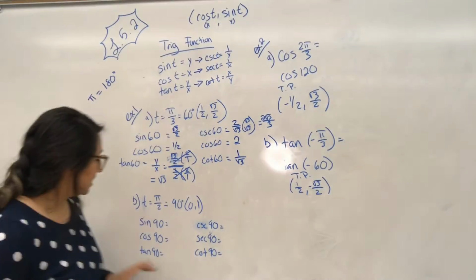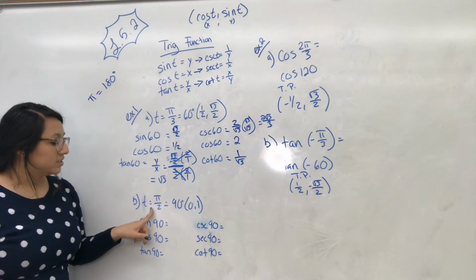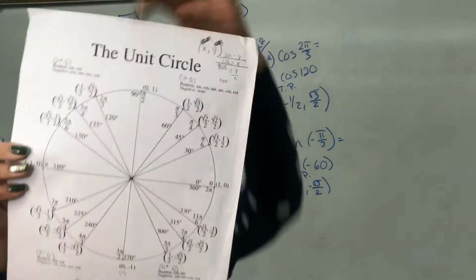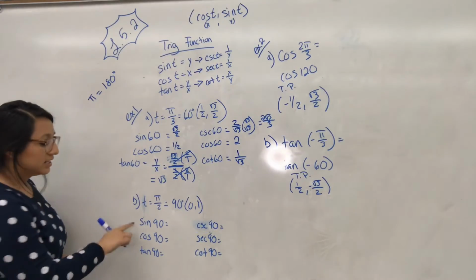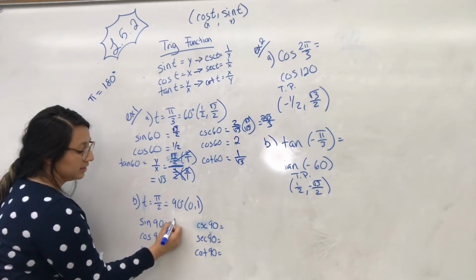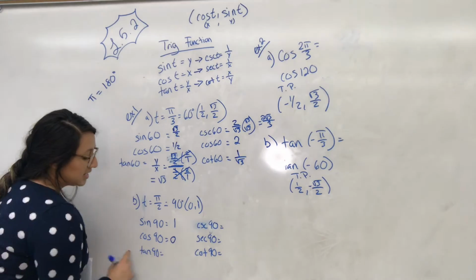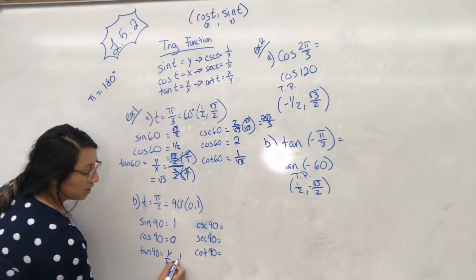So here on the bottom, we have t of π radians over 2, that's 90 degrees. 90 degrees on your chart is right here. It's (0, 1). Now, when you're looking for sine, I know that's my y coordinate, that's 1. Cosine, I know that's my x coordinate, that's 0. Tangent is y over x. Y is 1 over 0.